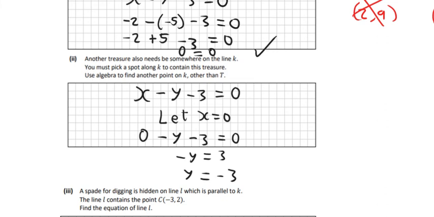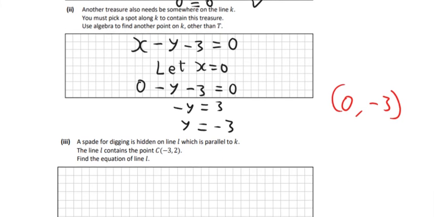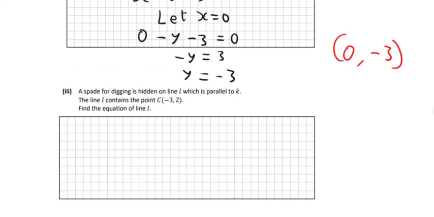So my x coordinate was 0. My y coordinate I found out is minus 3. So my point is (0, minus 3). That's my answer. Now you might get a different answer. You can sub in anything you want for x or y and just figure out a point from there.